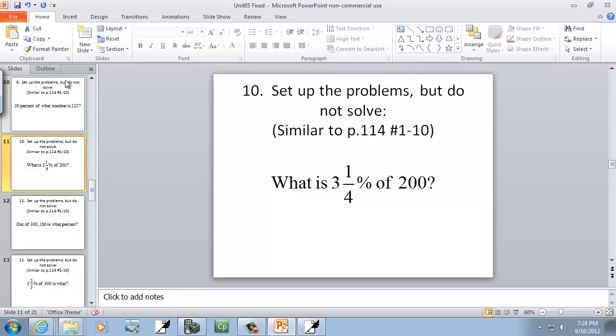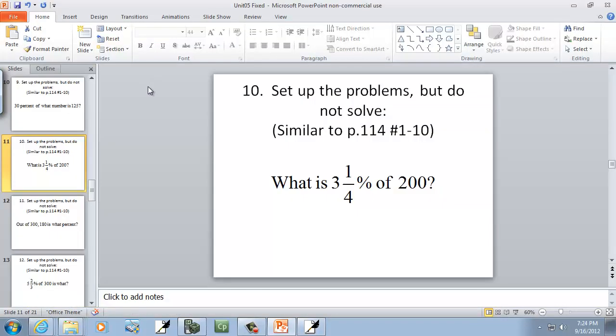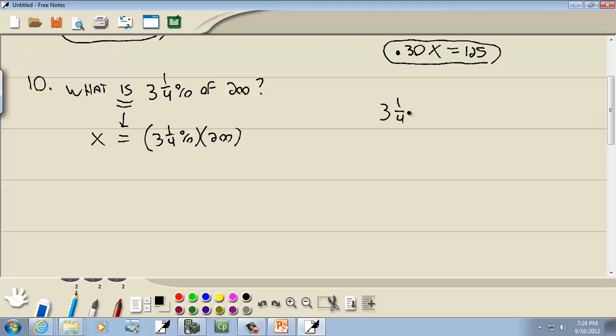Okay, this one we got what is 3 1/4% of 200. Where the is our equals. Now what has to be an x, a variable, and this will be 3 1/4% of means multiplication, so times 200. Now don't forget the 3 1/4%.